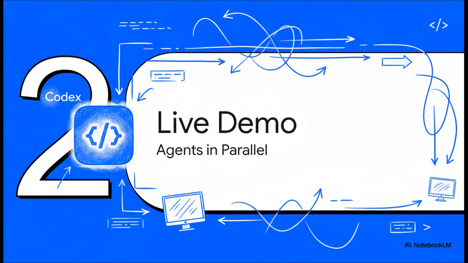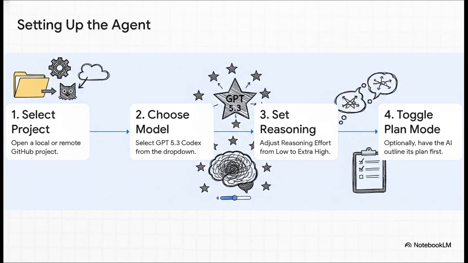All right, enough talk. Let's see what this thing can actually do. We're firing up the app with a real project to test its limits. And we're starting with one of its most talked about features, the ability to run multiple AI agents in parallel. Getting started is actually super simple. You just point the app to a project, it can be on your computer or on GitHub, and then you pick the GPT 5.3 Codex model.